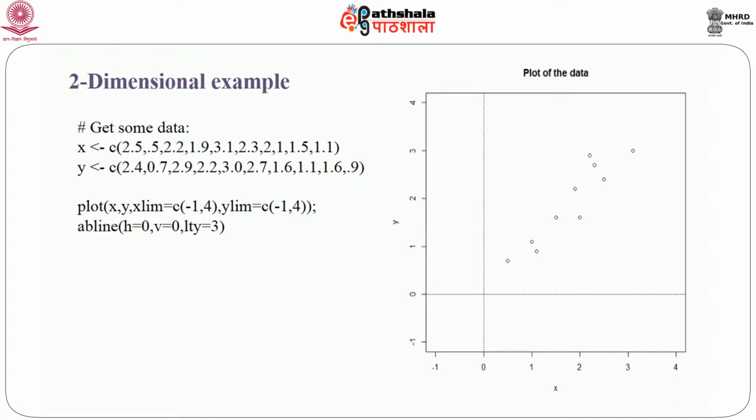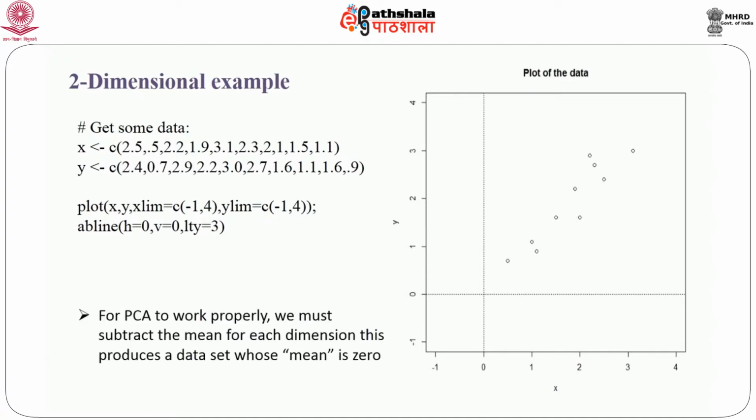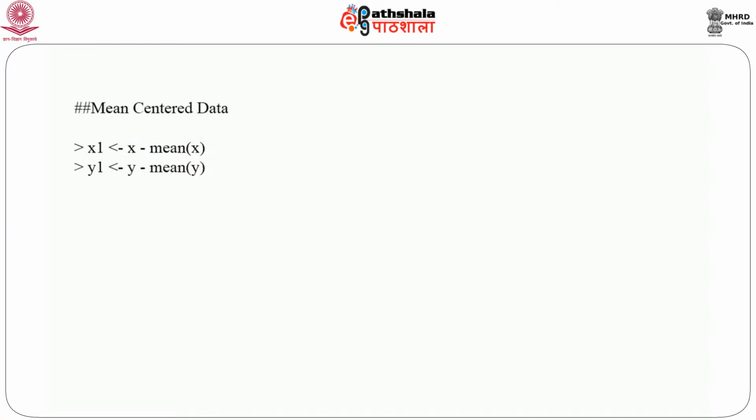For principal component analysis to work properly, we must have that the data be mean centered. So we first center the data, that is, we subtract from the data x the mean of all the x values, and we subtract the mean of all the y values from every component of the variable y.